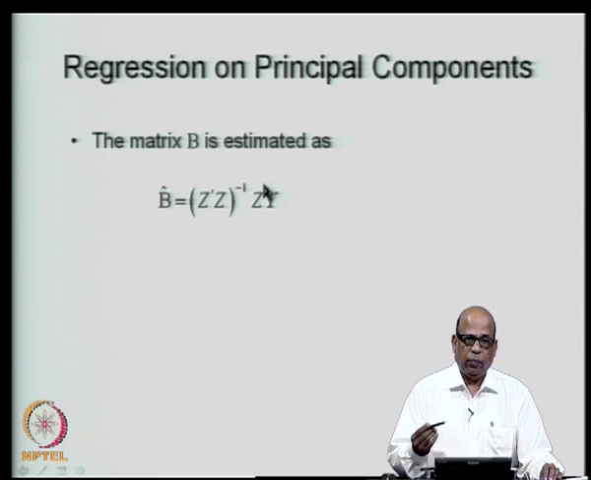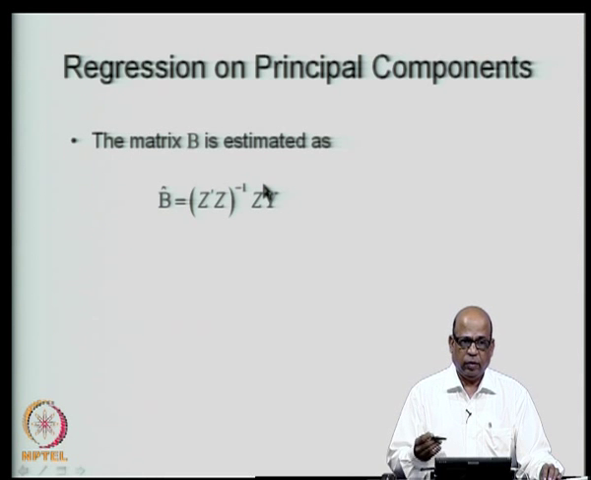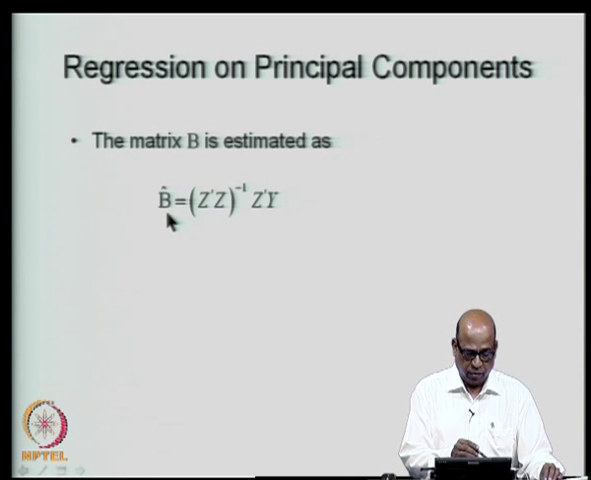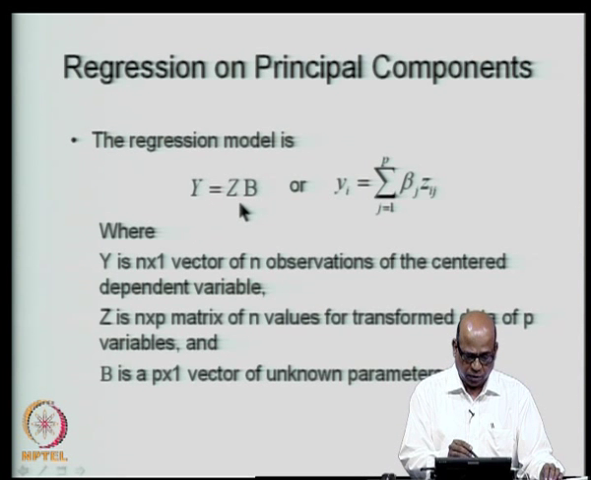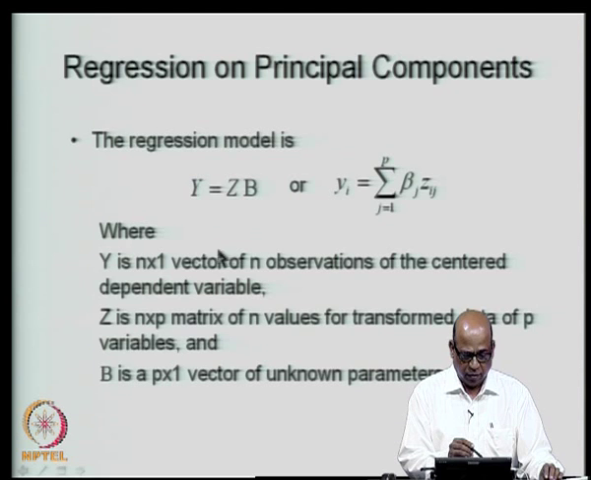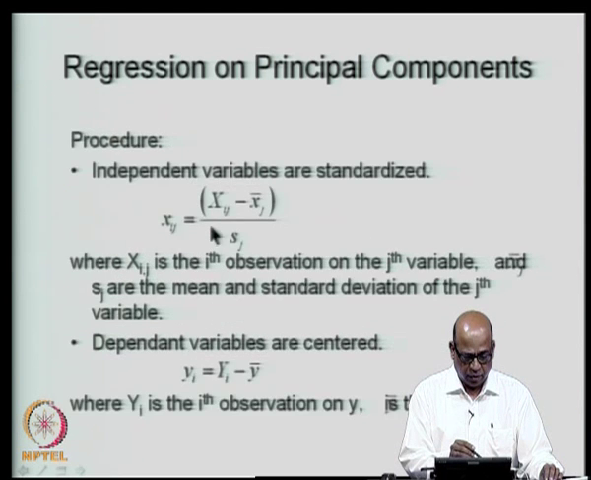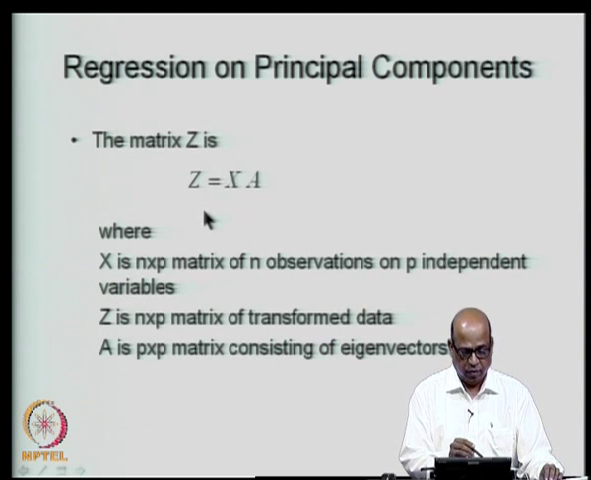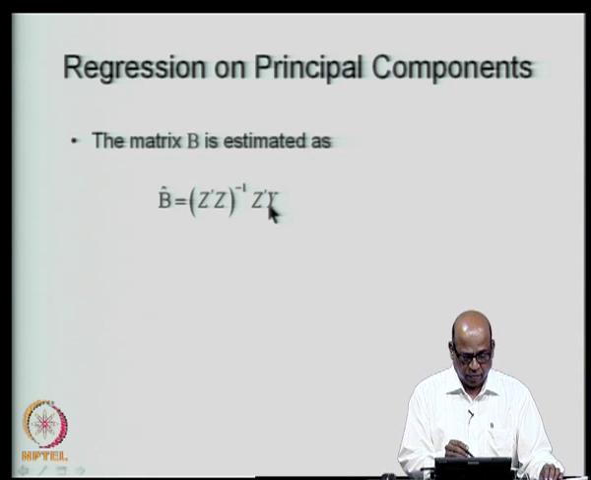So, from your multiple linear regression, just compare this. How did we estimate B? In this case, when we are writing y is equal to z b, we write b cap, which is the estimated value of B, as (z dash z) inverse z dash y, where our z is this, z now x a, this is z, and our y is n by 1.